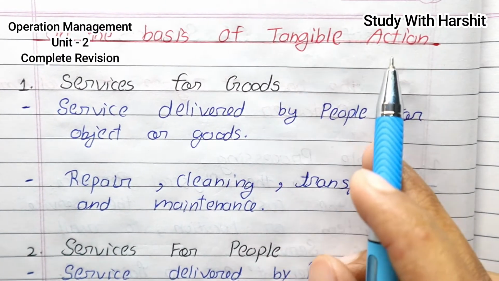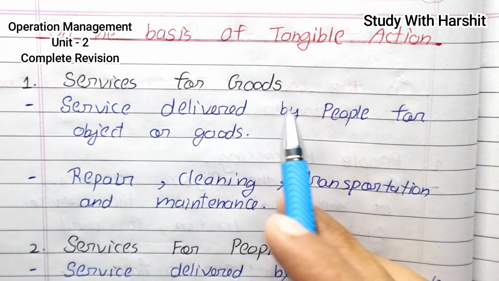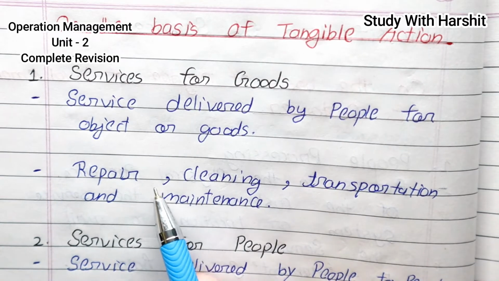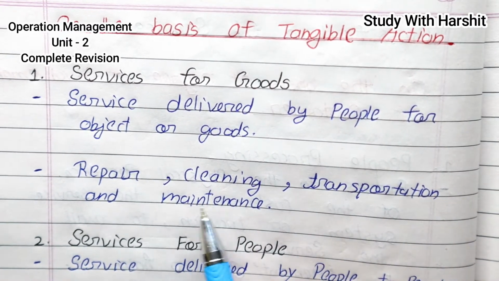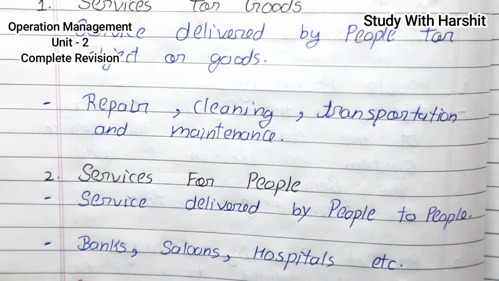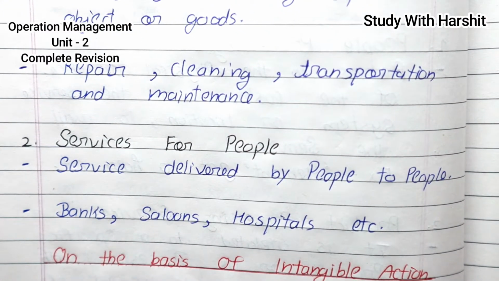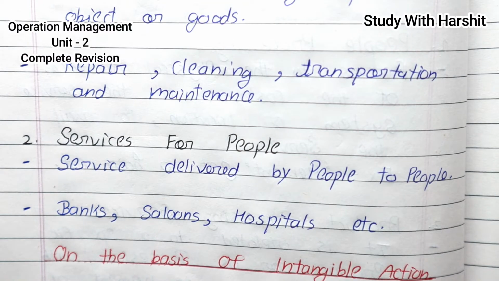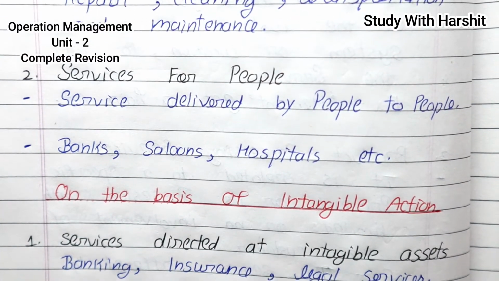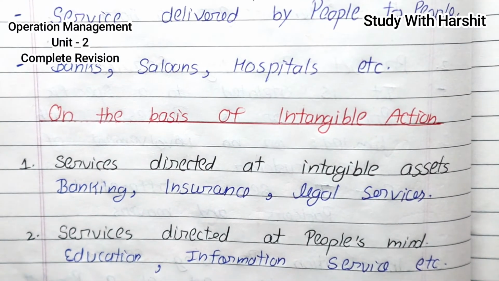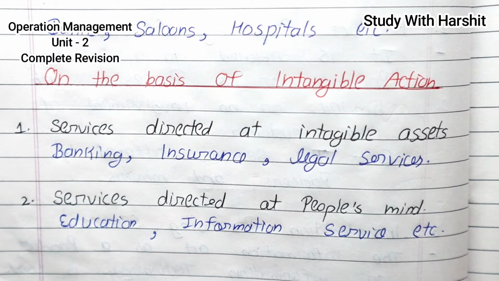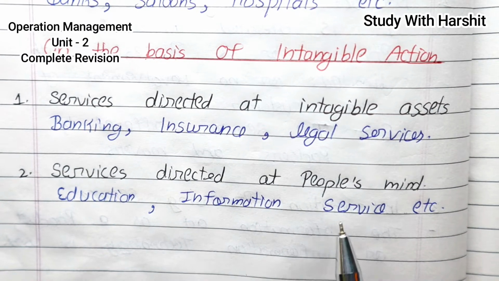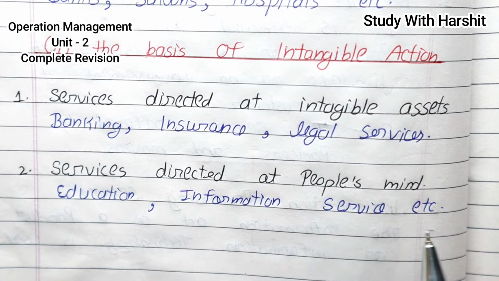On the basis of tangible action, first one, services for goods. Services delivered by people for objects or goods: repair, cleaning, transportation and maintenance. Second, services for people. Services delivered by people to people: banks, salon, hospital, etc. Now discuss on the basis of intangible action. Services directed at intangible assets: banking, insurance, legal services. Services directed at people's mind: education, information service, etc.